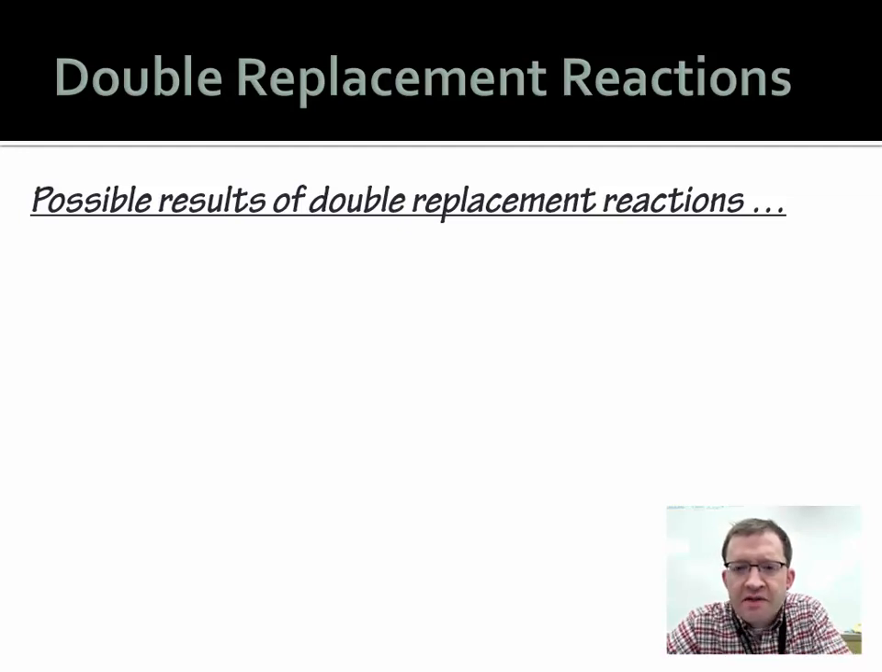Alright, so in this video I want to talk to you a little bit about double replacement reactions and go over examples of the different possible results of a double replacement reaction. Essentially, any double replacement reaction you find will fall under one of these four categories in terms of what the products will yield. And so I want to go through one example of each one.